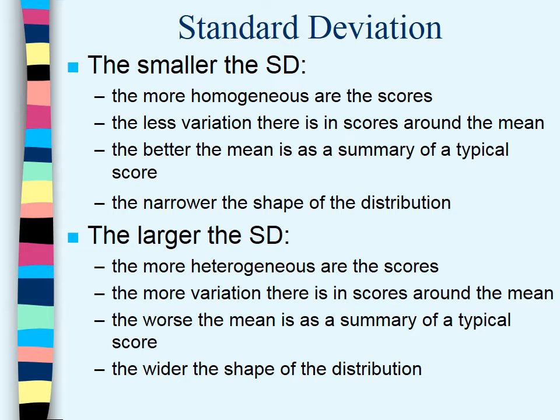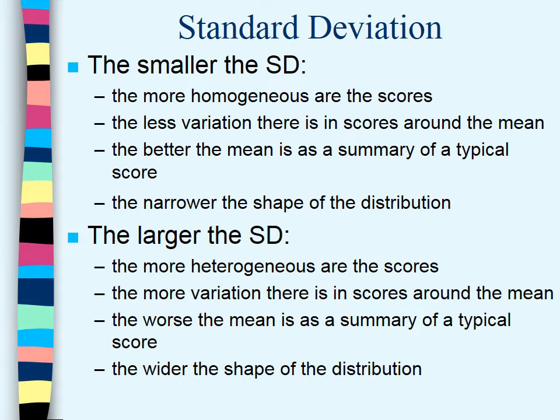Okay, so in that last one that we just looked at with the 7 point whatever standard deviation, you can see that the scores were pretty similar there, and that's why it was a little skewed to the right. There's less variation in the scores around the mean. The better the mean is as a summary of a typical score, and the more narrow the shape of the distribution is. It should probably be more unimodal.